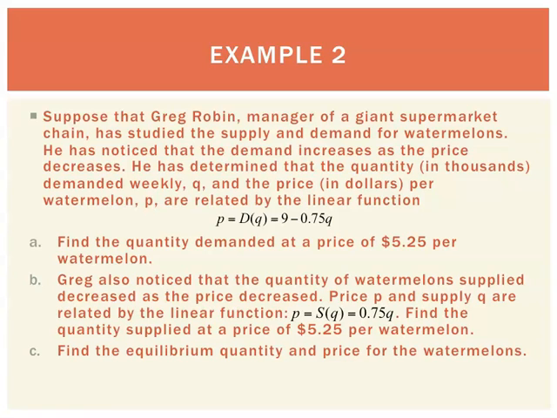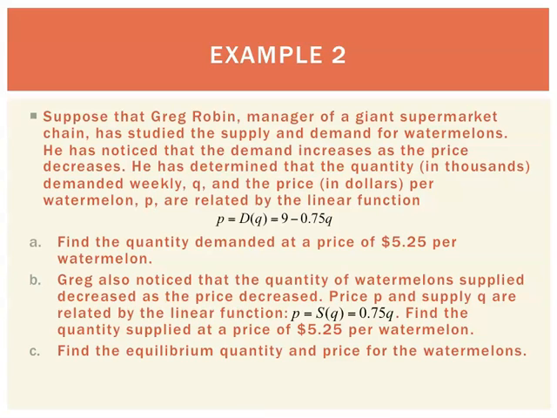Part B, Greg also noticed that the quantity of watermelons supplied decreased as the price decreased. Price P and supply Q are related by the linear function that's given here, and again this is given as S of Q, meaning that the supply depends on the quantity. Find the quantity supplied at a price of $5.25 per watermelon. Part C, find the equilibrium quantity and price for the watermelons.